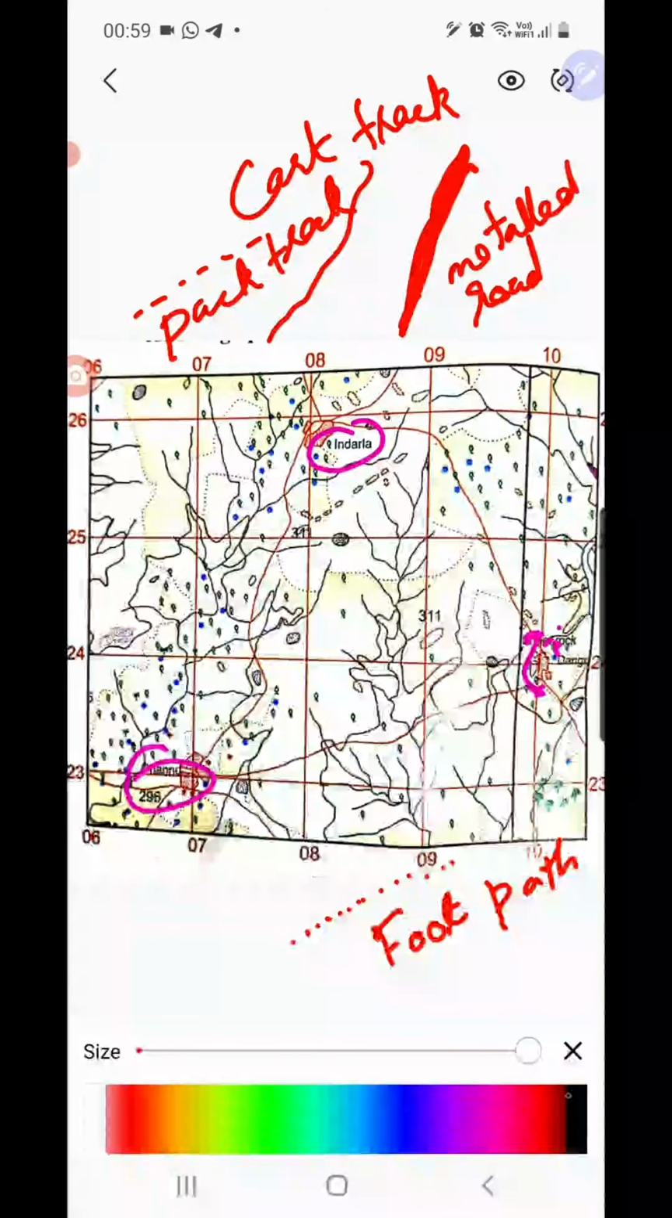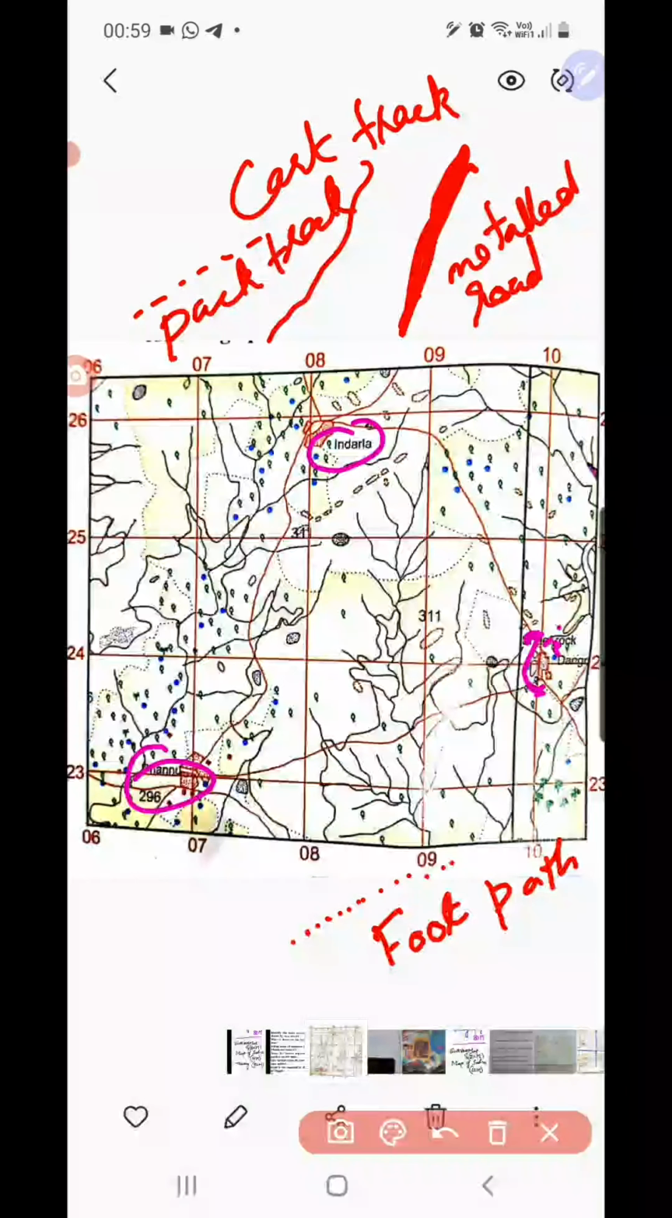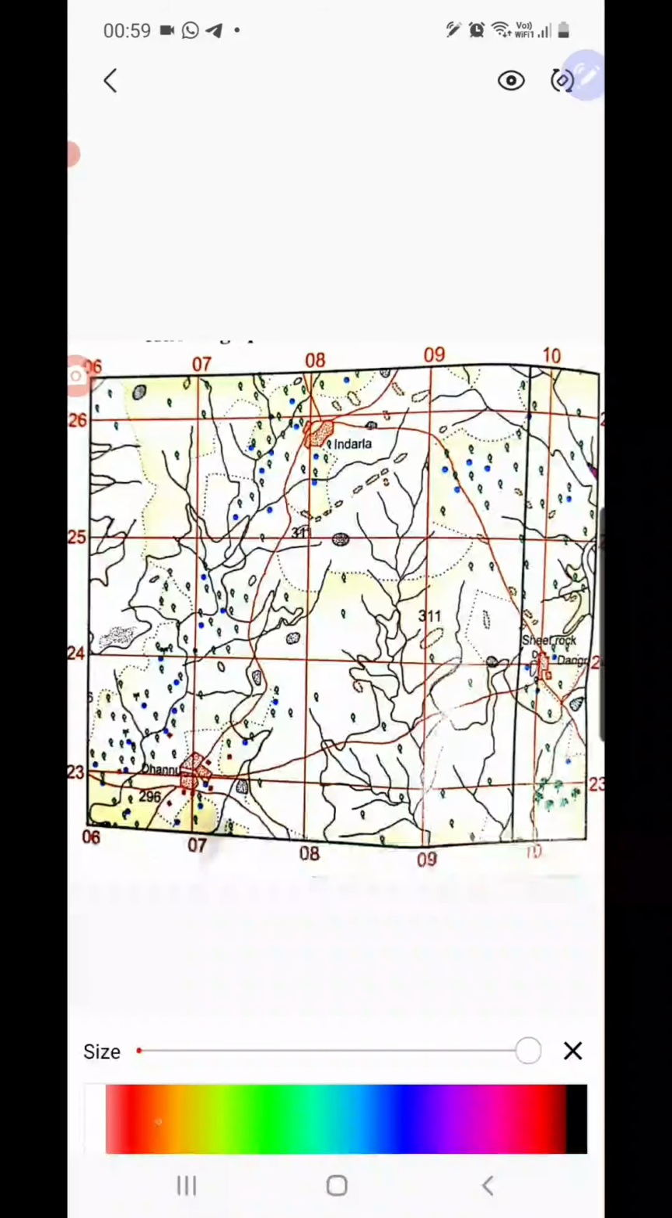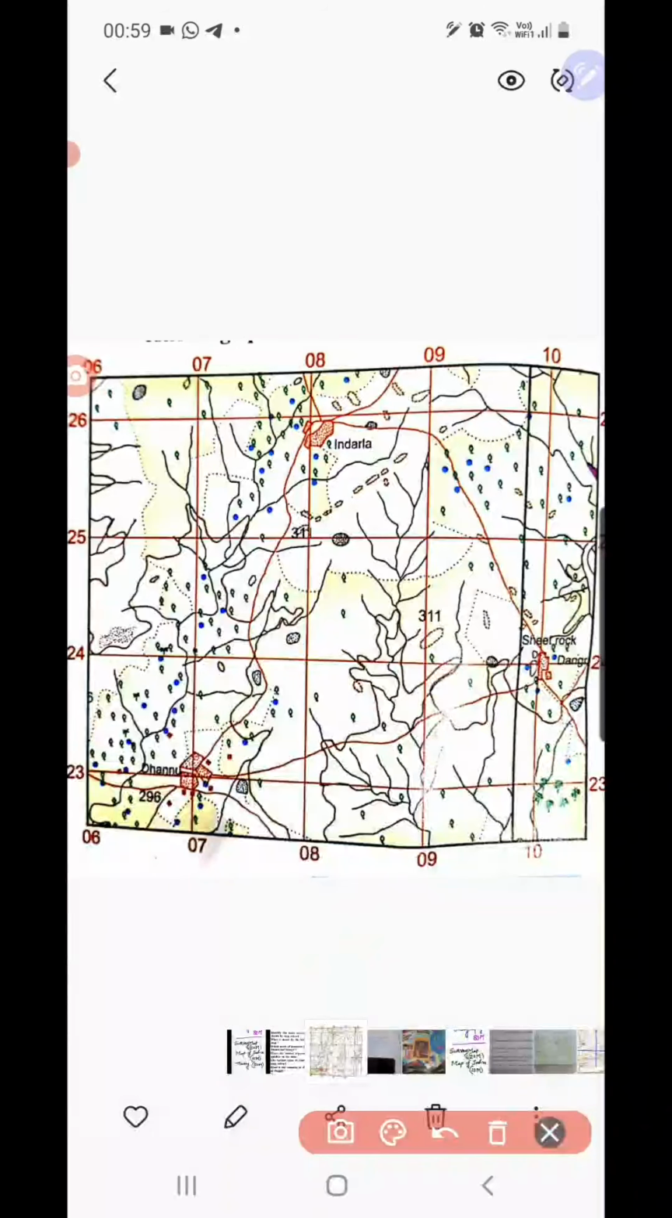Now in this map mainly you will find the cart tracks, because these are thin red lines. So the routes which connect Indirala to Danu and Indirala to Dangri are all cart tracks. You can see the cart tracks here. This is Indirala connecting to Danu. Then from Indirala connecting to Dangri is a cart track. Clear? Then moving on to the next question.